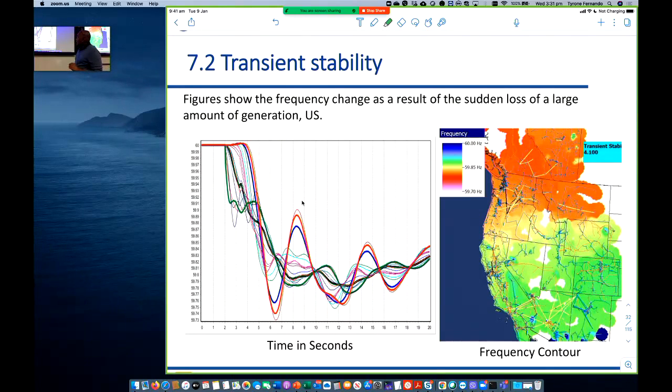The figures show the frequency change as a result of sudden loss of a large amount of generation. Again, you can see in the US the frequency is 60 hertz, but in Australia it's 50 hertz. With loss of generation, you can see the red curve there. The frequency has dropped from 60 to about 59.7 something.